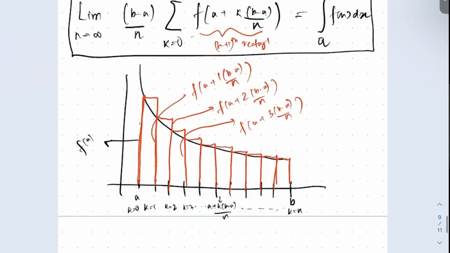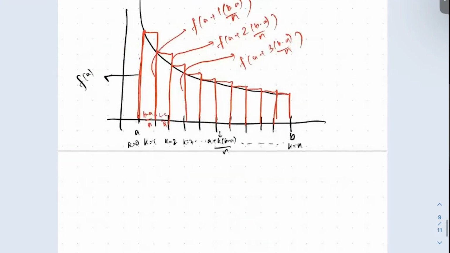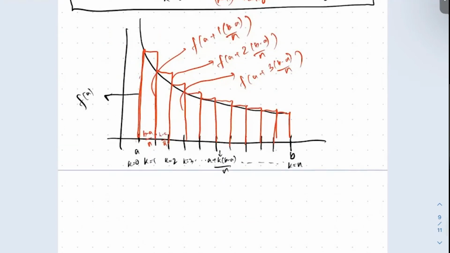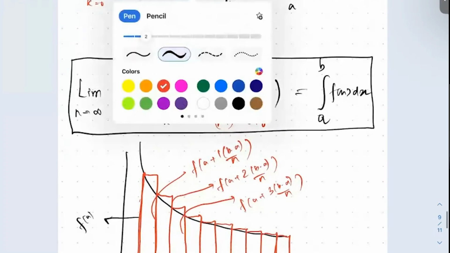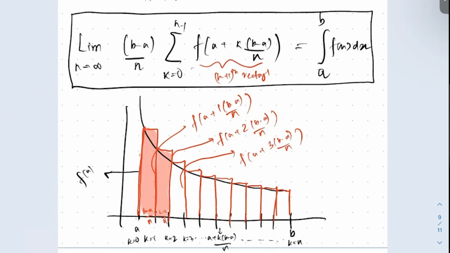Now the area of the rectangle is nothing but the height into width. The width is (b minus a) by n for all of them. So therefore this is the area, and we have to sum it up and take n tends to infinity. As n tends to infinity, these become finer and finer rectangles, and it will go to the area. That's the basic idea. All of you understood right now? Yes or no? Great.